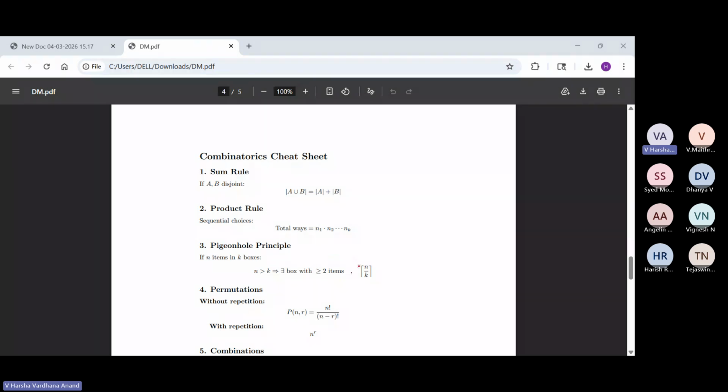So this square bracket is here for integer value; it does not remain a fraction. If this comes as like 5 by 2, take 5 objects and 2 boxes, 5 by 2 is 2.5. There will be at least one box with greater than or equal to 3 items. That's just it. So pigeonhole principle is not that big.